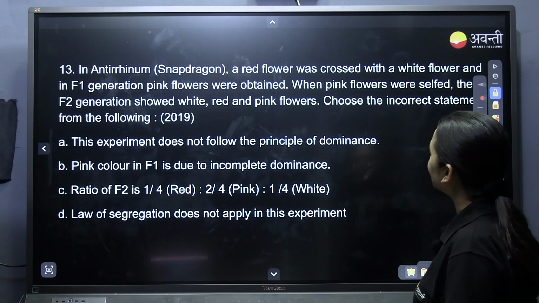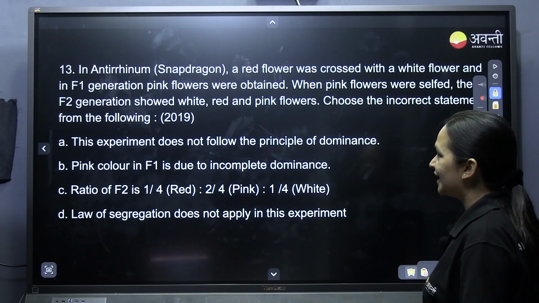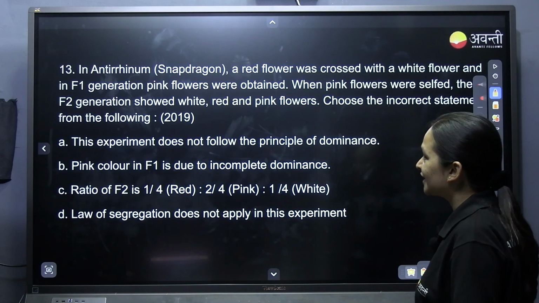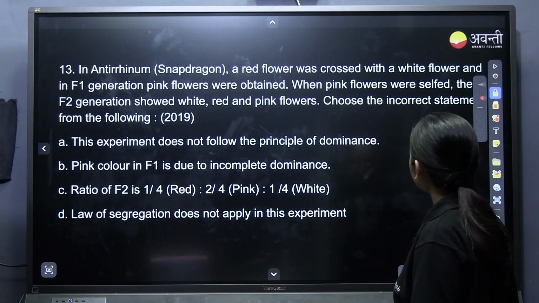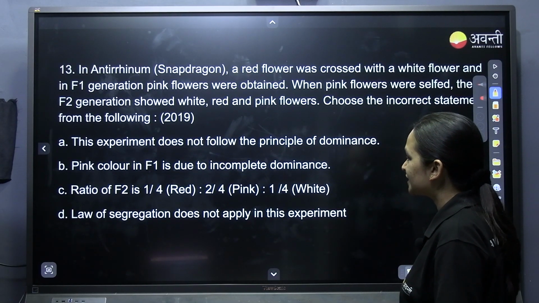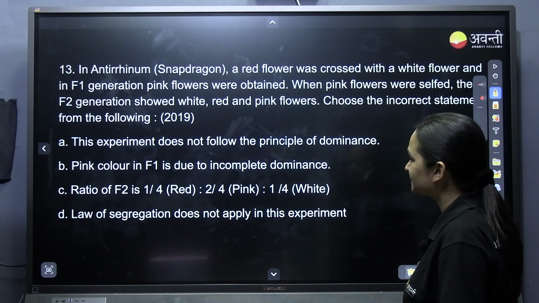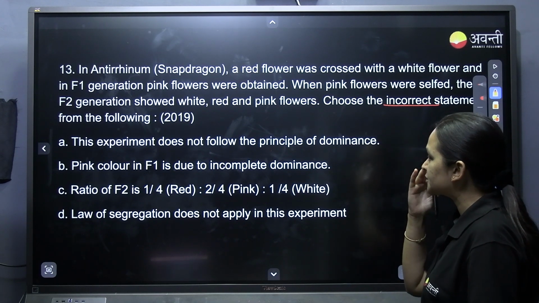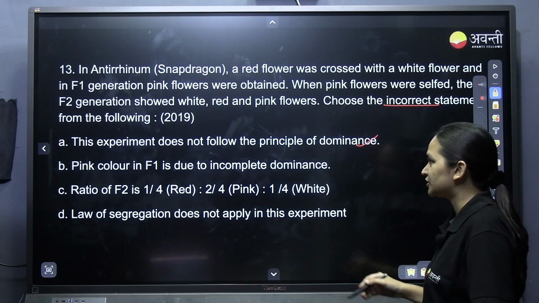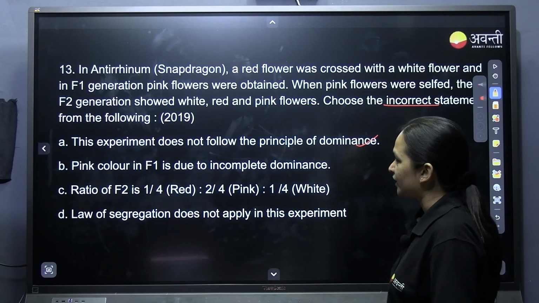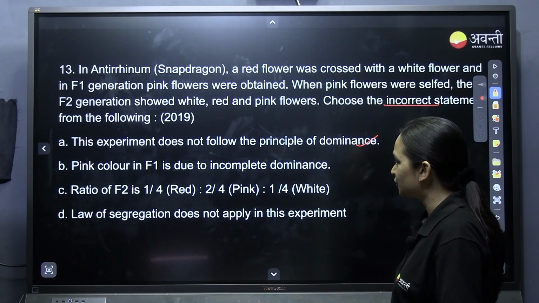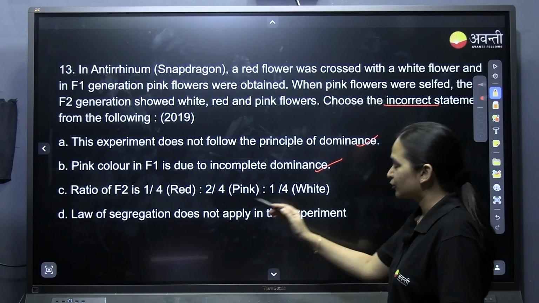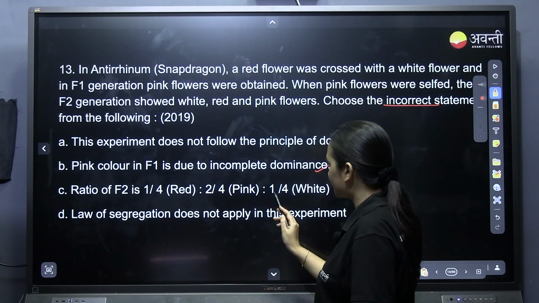In snapdragon, a red flower was crossed with a white flower, and in F1 generation, pink flowers were obtained. When pink flowers were selfed, the F2 generation showed white, red, and pink. Choose the incorrect statement. This experiment does not follow the principle of dominance. This is true. This is incomplete dominance. Pink flower in F1 is due to incomplete dominance. This is also true. The ratio of F2 is 1/4 red, 2/4 pink, and 1/4 white.